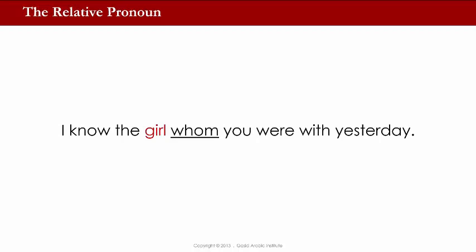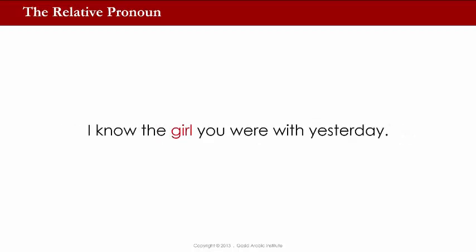Notice in English we say whom and not who, because whom represents an object, the object of ma, or with whom. So here I say, I know the girl whom you were with yesterday. But again, we can shorten this. And we can simply say, I know the girl you were with yesterday.